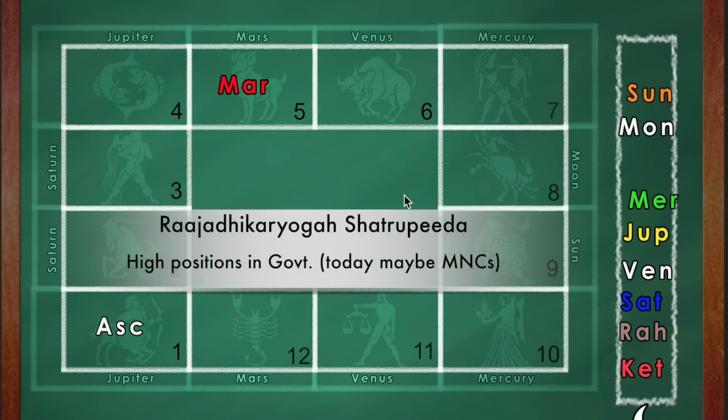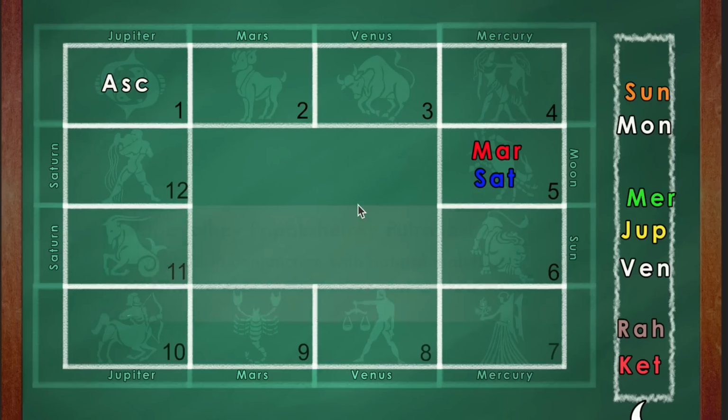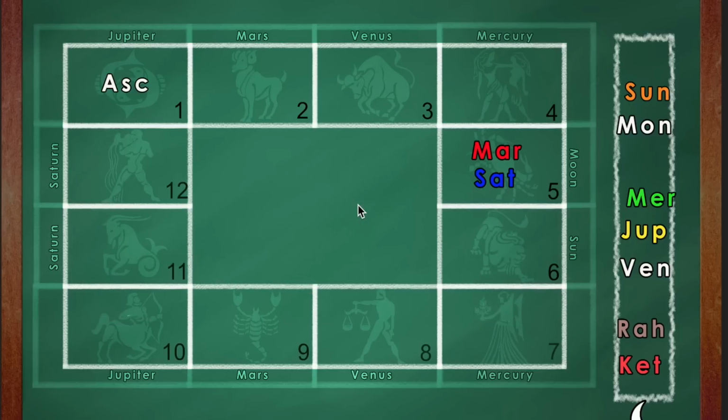Raja Adhikarya Yogaha. Raja is the king or the big boss of government. Adhikar is top positions. That is a yoga you're going to get. And Shatru Pida, the problems caused by your enemies, troubled by your enemies. One more condition applies. Papa Yute, Papa Kshetre, Putra Nashaha. Now he says if this kind of a Mars is in conjunction with a natural malefic or is in the house of a malefic, there will be loss of children, and he says Putra Nashaha, destruction of children.